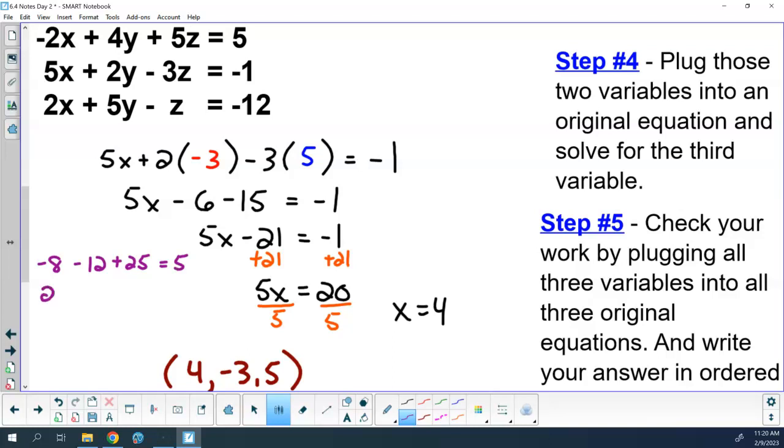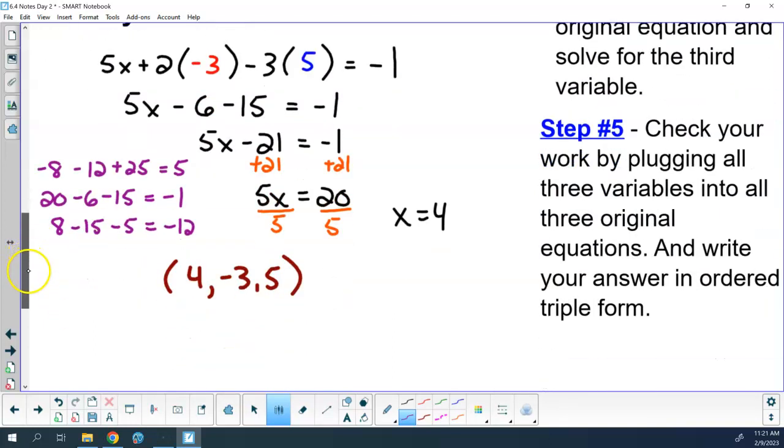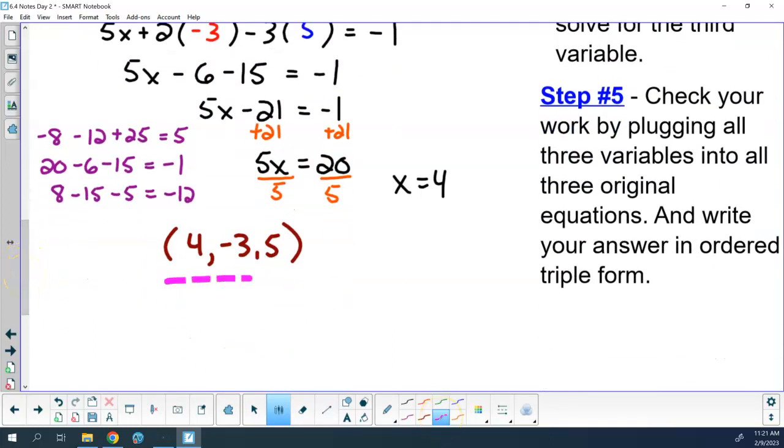5 times 4 is 20. 2 times negative 3 is negative 6. Negative 3 times 5 is negative 15. 20 minus 6 is 14. Minus 15 is negative 1. Checks out in the second one. 2 times 4 is 8. 5 times negative 3 is negative 15. Minus 5 at the end then. 8 minus 15 is negative 7. Minus 5 is negative 12. Checks out there. So it checks out in all of them. So that is our ordered triple.